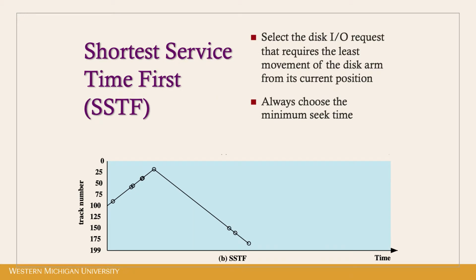Now, our next possibility would be something like shortest service time first. Notice that we've actually cut down the amount of time it takes to service these requests in this way. What we do is select the I/O request that requires the least movement of the disk arm from its current position. So basically, we're always just going to choose the minimum seek time. That might not be fair, right? We might process a request from some process later than another one. We're not going to process them in order. We're going to try to minimize the seek time to improve our overall efficiency.